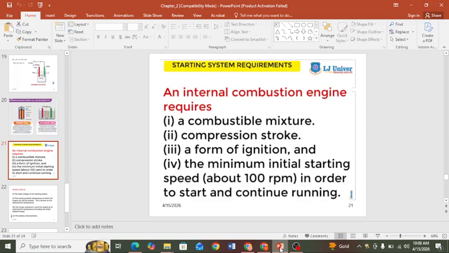To form an ignition means to create ignition points, and these ignition points are helpful to generate electrical energy for the starting system. The last point is the minimum initial starting speed, up to 100 rpm, in order to start and continue running. The torque is generated with the help of the given revolution value, a minimum of 100 rpm. This 100 rpm is the initial starting speed in order to start and continue running.